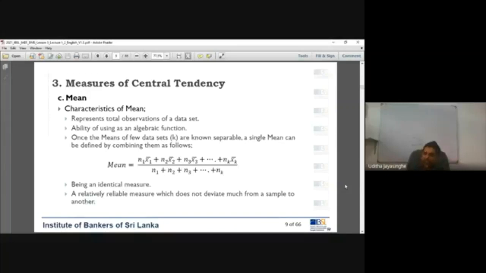Second point, ability of using as an algebraic function. What do you mean by an algebraic function? y equals mx plus c, y equals a plus bx, y equals ax squared plus bx plus c kind of algebraic equations. You can jolly well put mean as an algebraic identifier. We call it x bar.